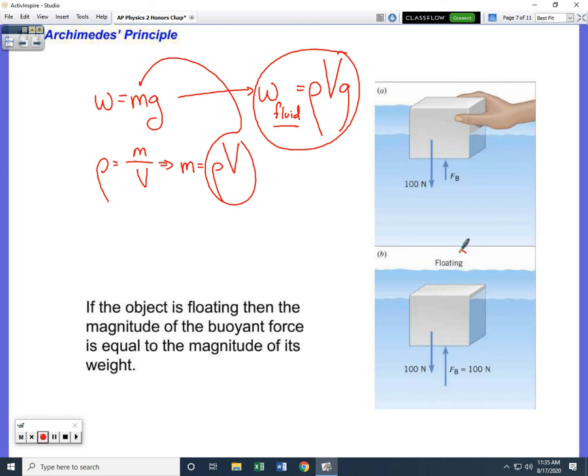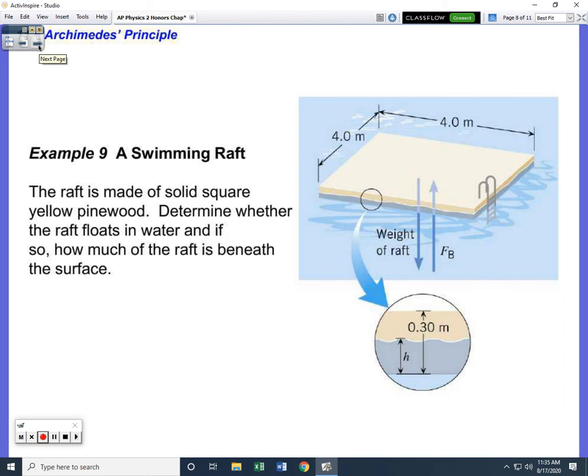And then if we actually have something float, what's happening is the buoyant force and the weight of the object are equal. So the buoyant force is always equal to the weight of the displaced fluid. But if it's going to float, then that buoyant force is going to equal the weight of the object itself. So we're going to use that to try to solve a problem.